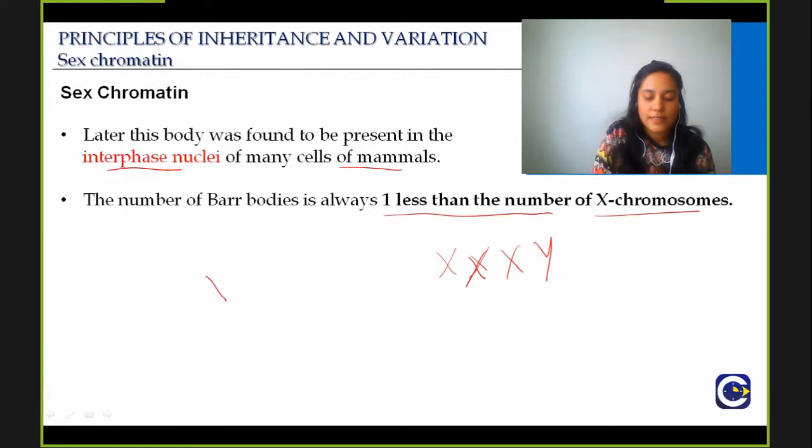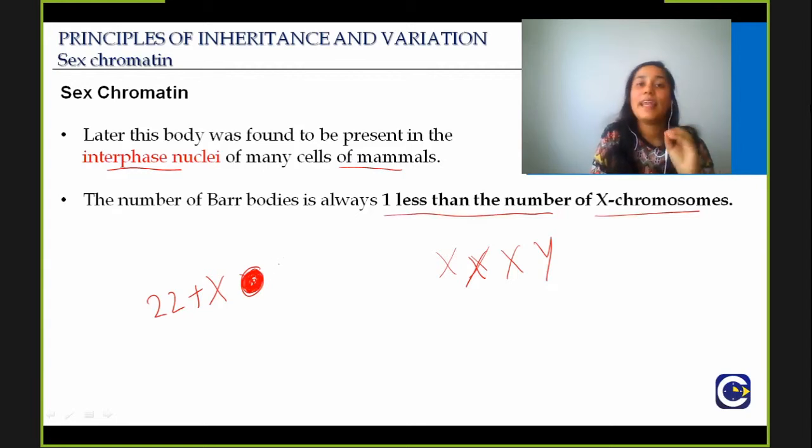For example, let's say this is the somatic cell. It has 22 plus XX. This will be a darkly stained body. And you know why it will be darkly stained? Because it is completely heterochromatized. This whole chromosome will contain a lot of proteins so that it is completely inactivated. It represents nothing but one of the inactivated X chromosomes. Kavya, is it clear? Did I answer your question?